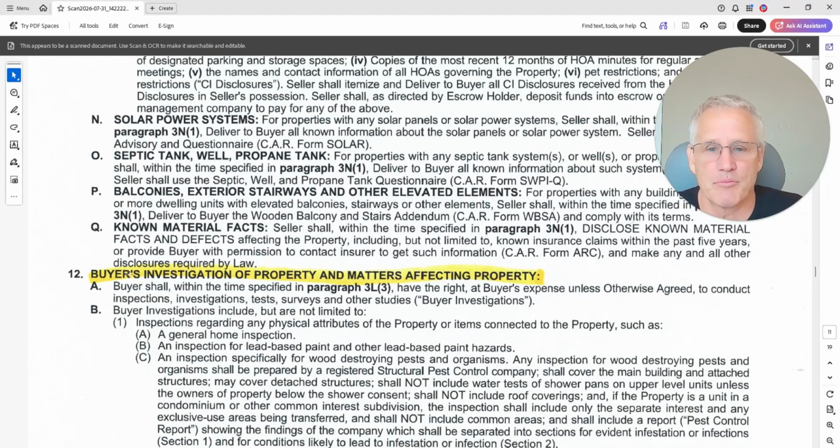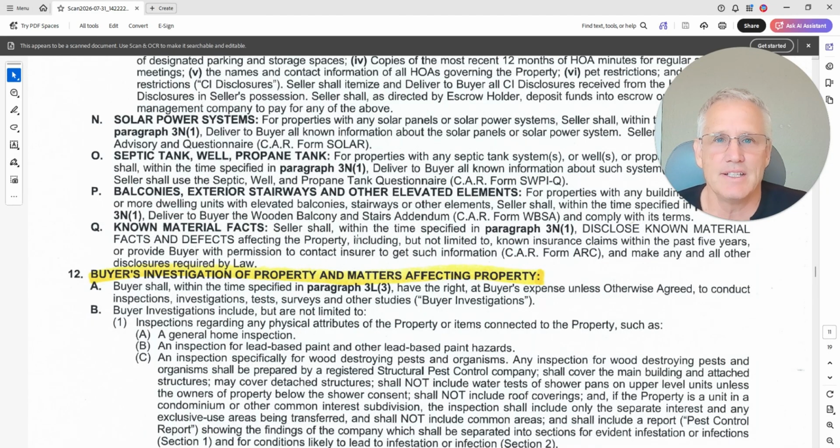Buyer's investigation of property and matters affecting property. This is a big one, number 12, because basically it's talking about what your rights are. And basically, as a buyer, your right is to do any and all inspections you deem necessary during the contingency period.